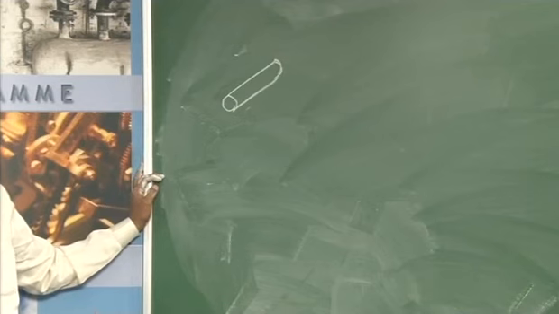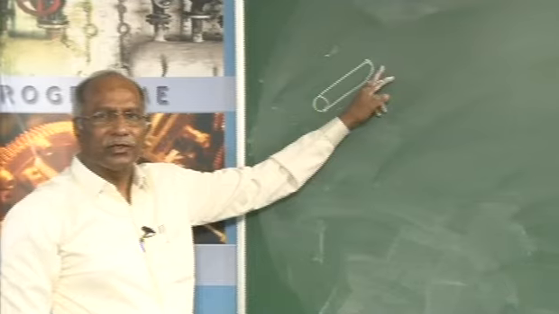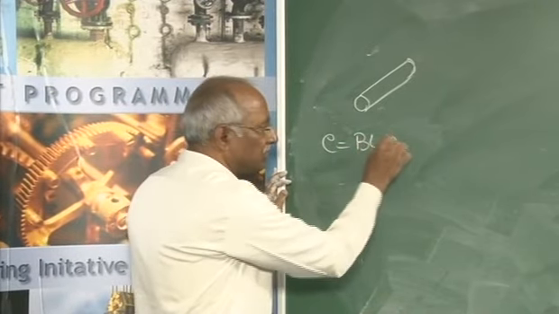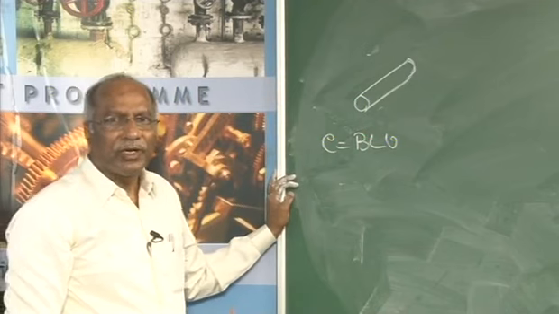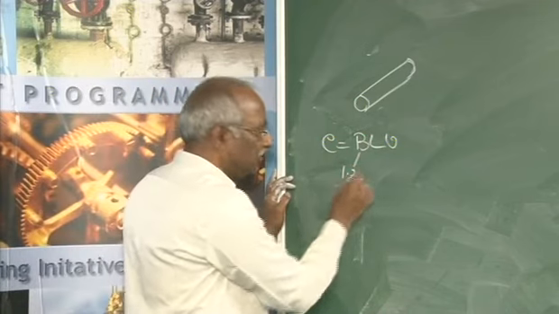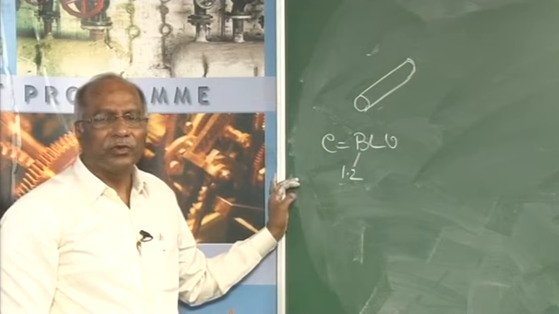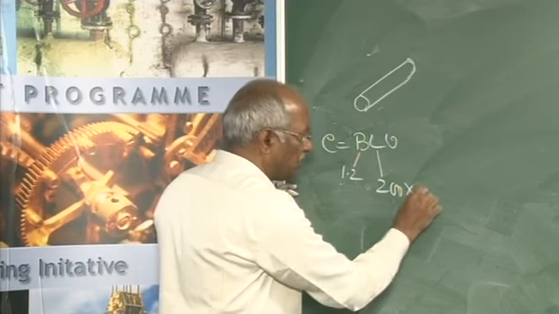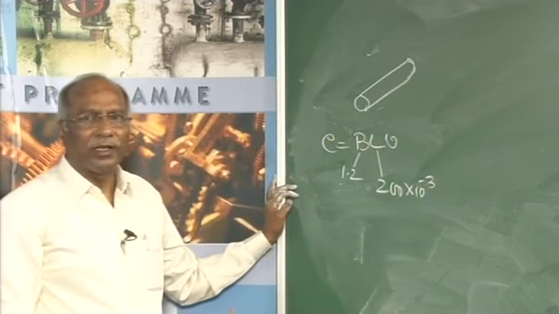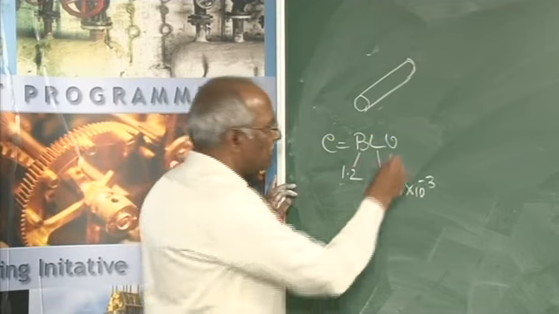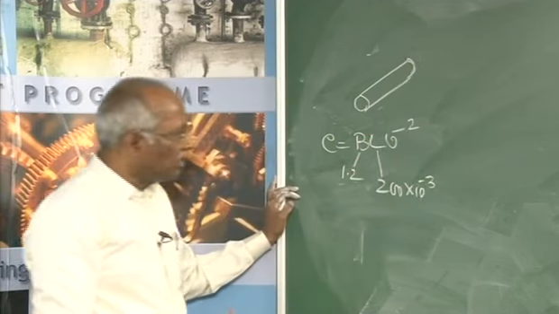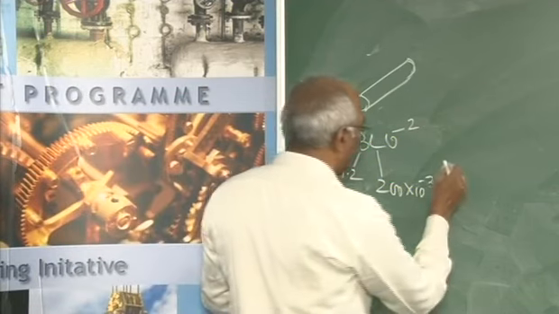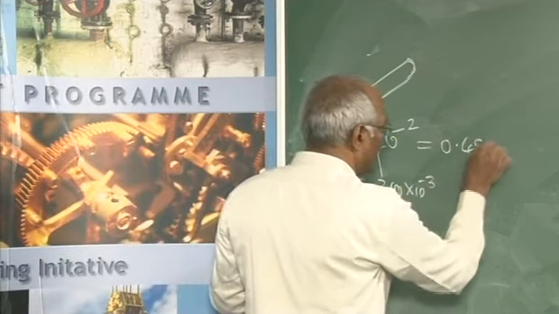If the ends are open circuited, it means it is not connected to any external source. The EMF induced is equal to BLV, where B is 1.2 Tesla. The length of the conductor is 200 millimeter, that is 200 into 10 to the power minus 3 to convert millimeter into meter, and the constant speed is 2 meters per second. Therefore, the induced EMF is 0.48 volt.